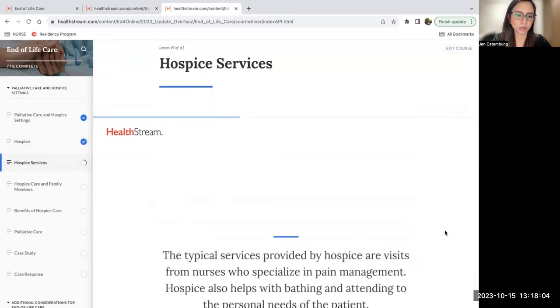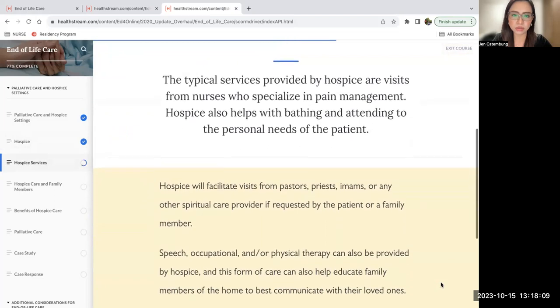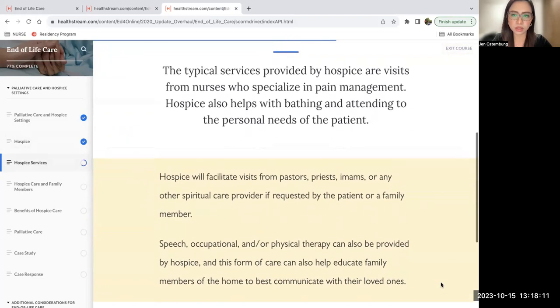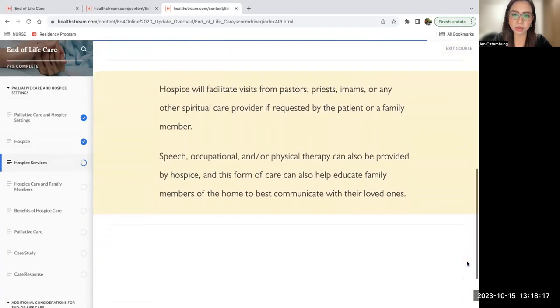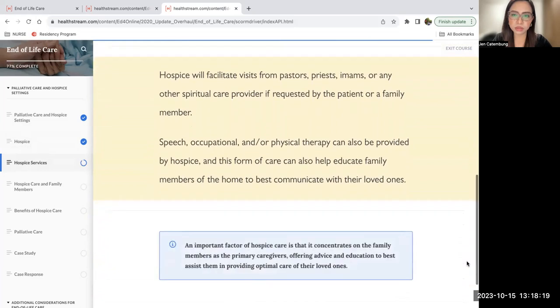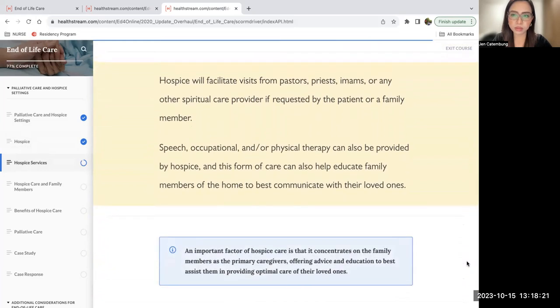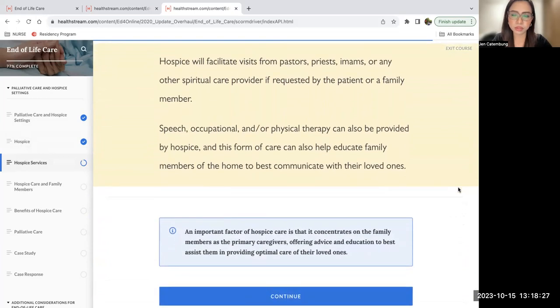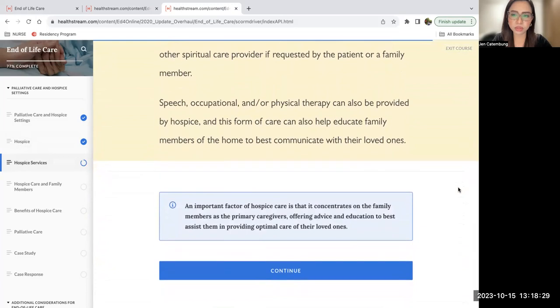Hospice services. The typical services provided by hospice are visits from nurses who specialize in pain management. Hospice also helps in bathing and attending personal needs of the patient. Hospice will facilitate visits from pastors, priests, imams, or any other spiritual care provider if requested by the patient or family member. Speech, occupational, or physical therapy can also be provided by hospice.